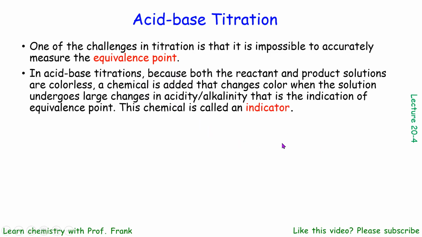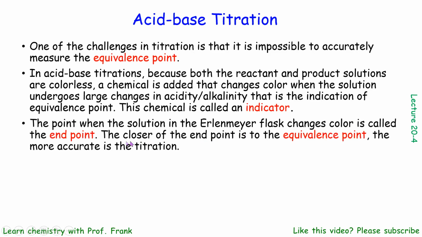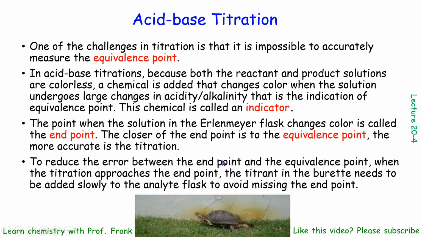So therefore, indicators are used in titrations so that when the titration reaches the equivalence point, actually the indicator is supposed to change colors. When the indicator changes colors, we call that end point. The closer the end point to the equivalence point, the more accurate the titration is.